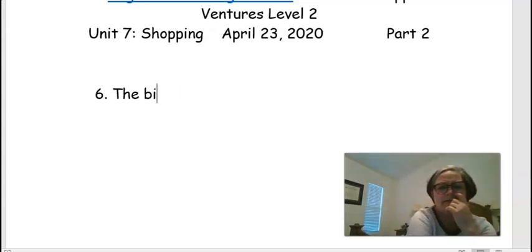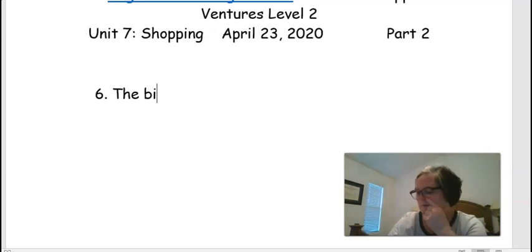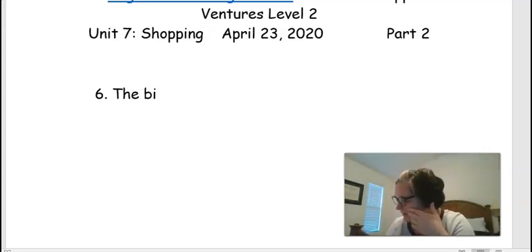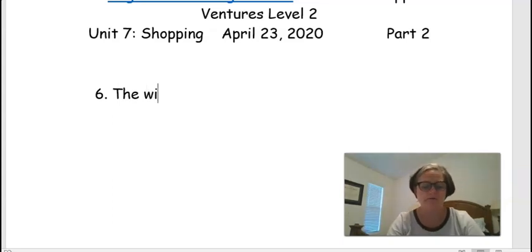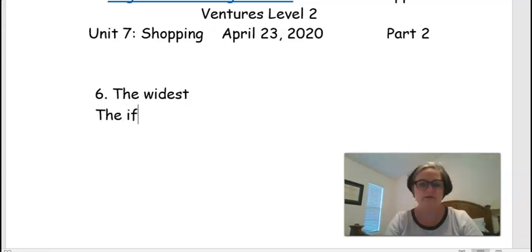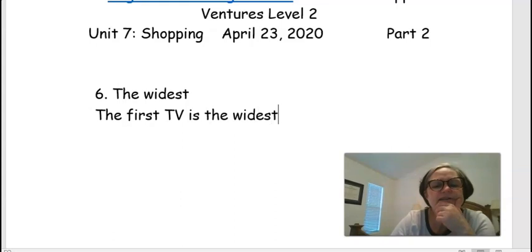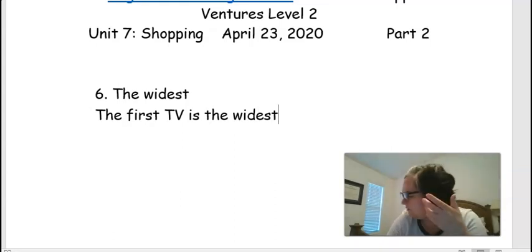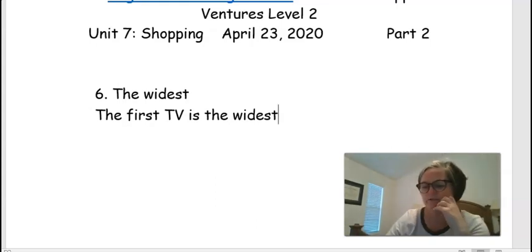Okay, once again, I think there's an error in the book because I'm seeing the widest in my book. So I'm going to put the widest and then it's the first TV. I don't know if they didn't change the recording from a previous book or what's going on, but this should be the answer for number 6.